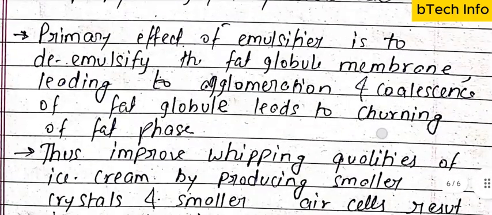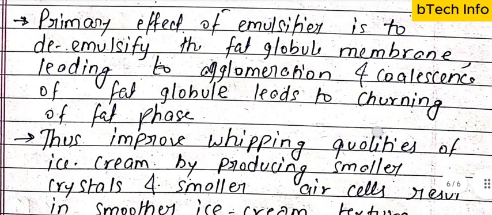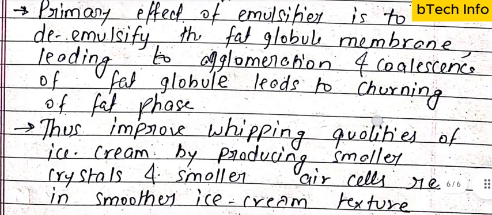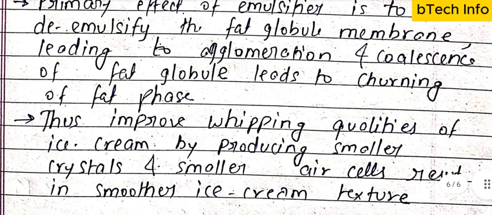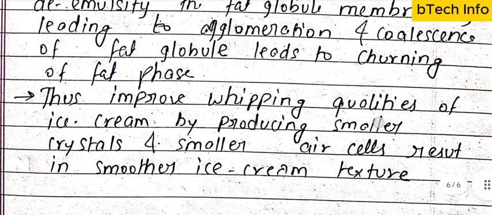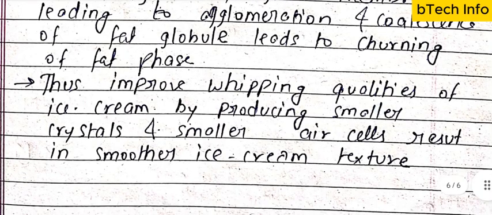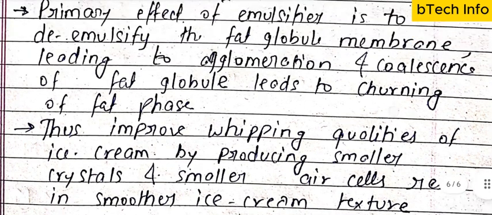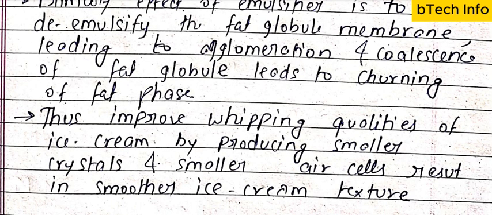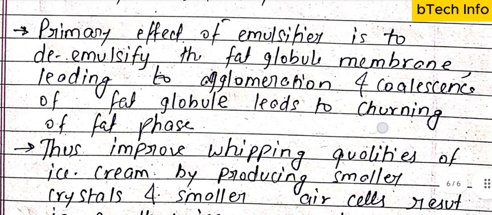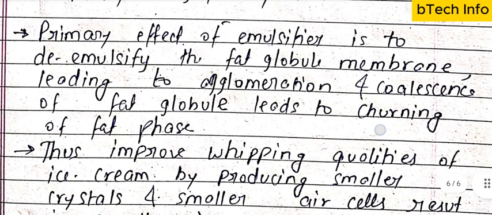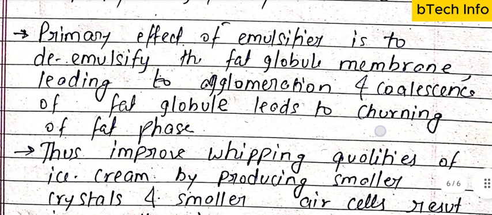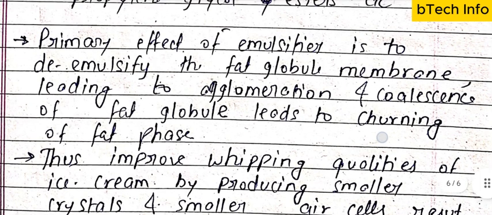Now, the primary effect of an emulsifier is to de-emulsify the fat globule membrane, leading to agglomeration and coalescence of the fat globules, leading to churning of the fat phase. Thus, it improves the whipping qualities of the ice cream by producing smaller crystals, and smaller air cells result in a smoother ice cream texture. When the crystals and air cells are small, they both result in smooth texture, and all of this is possible only through emulsifiers. So emulsifiers are very necessary for the production of ice cream mix or ice cream.